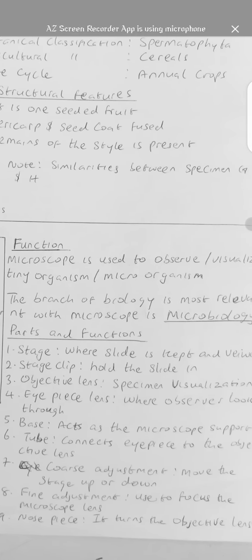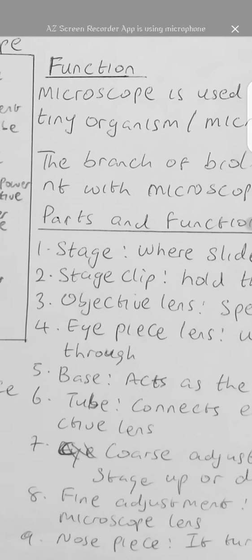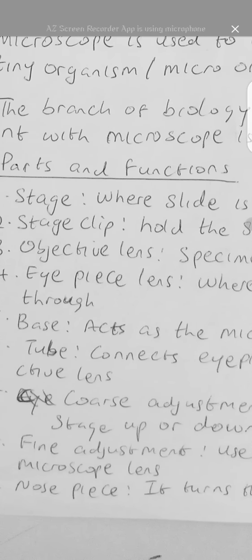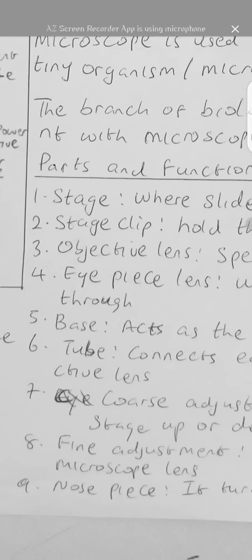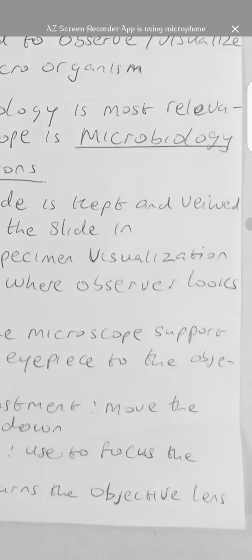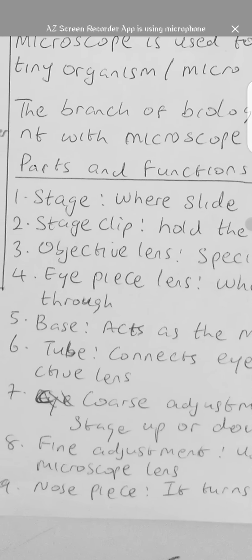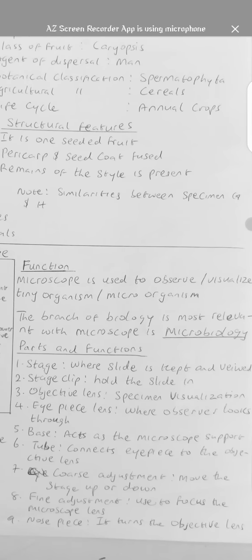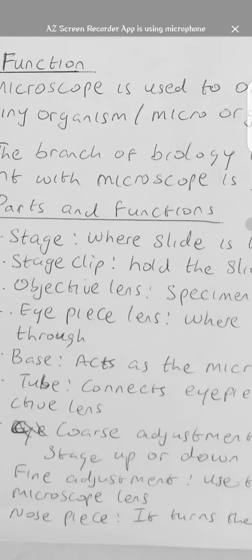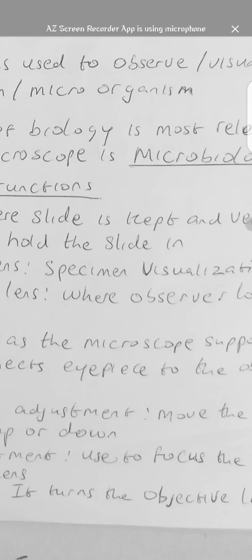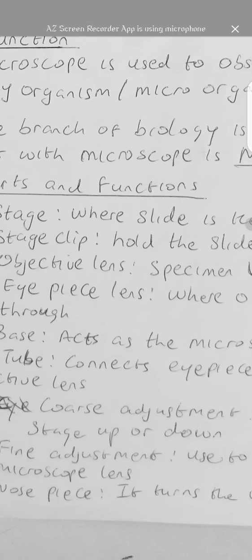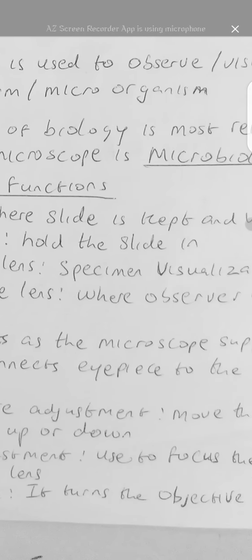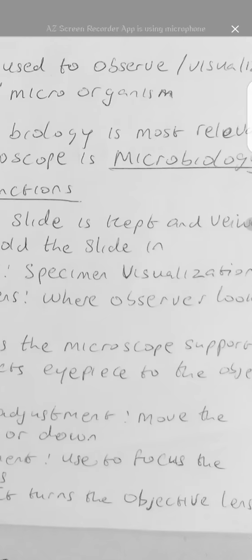Number six, we have the tube. The tube connects the eyepiece to the objective lens. Number seven, we have the coarse adjustment. It moves the stage up and down. We have the fine adjustment. It's used to focus the microscope lens. Number nine, we have the nose piece. It turns the objective lens.